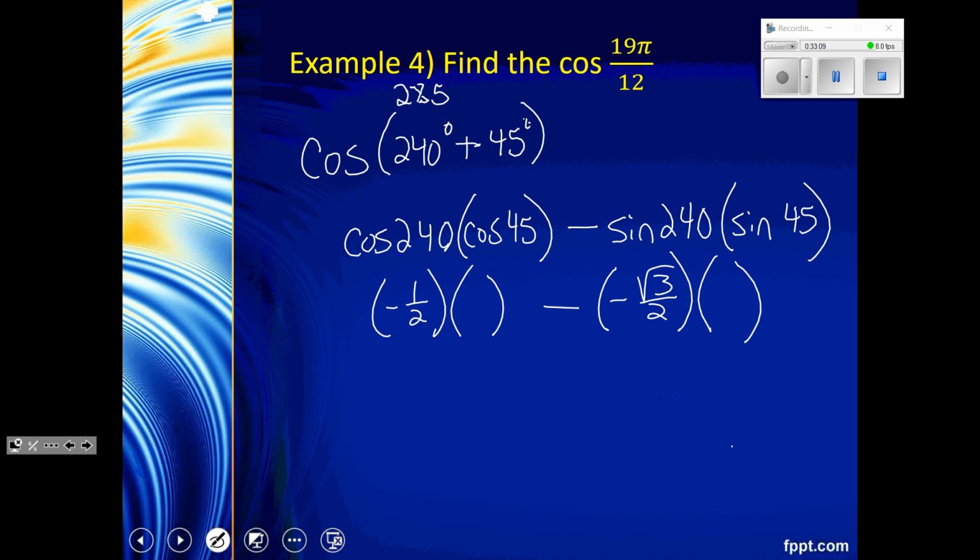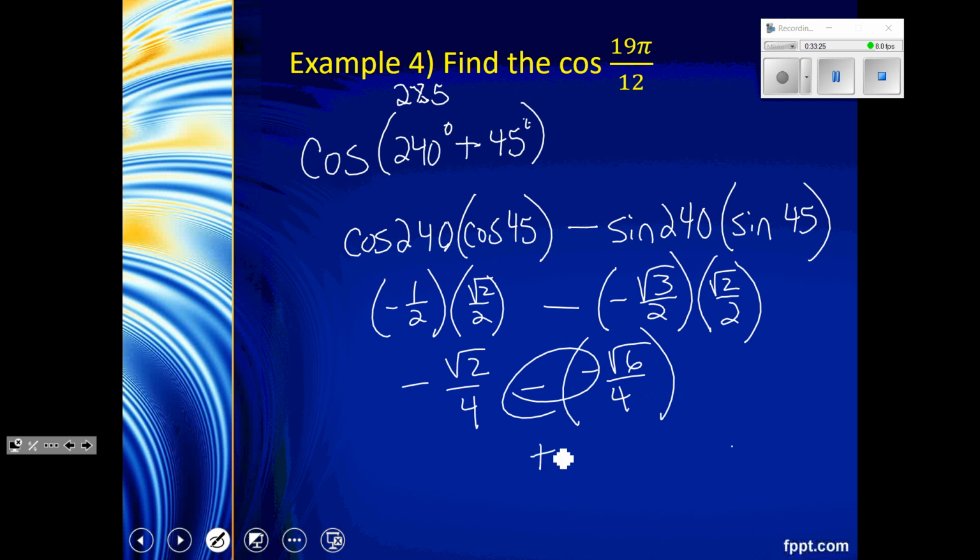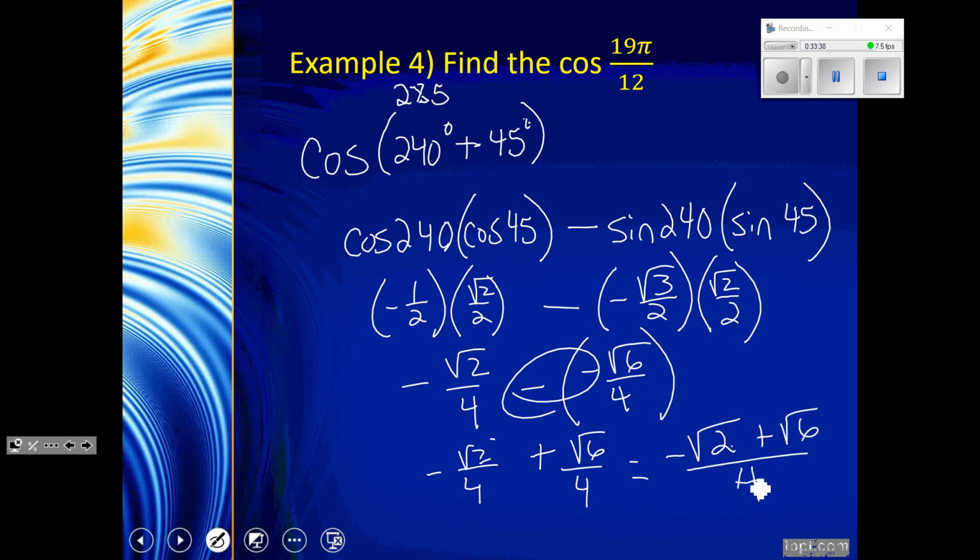So cosine here is square root of 2 over 2. This is square root of 2 over 2. So this is going to be negative square root of 2 over 4 minus negative square root of 6 over 4. That's a double negative. So negative square root of 2 over 4 plus square root of 6 over 4. So let's try one more time. Negative square root of 2 plus the square root of 6 all divided by 4. How about that? Does that look better?